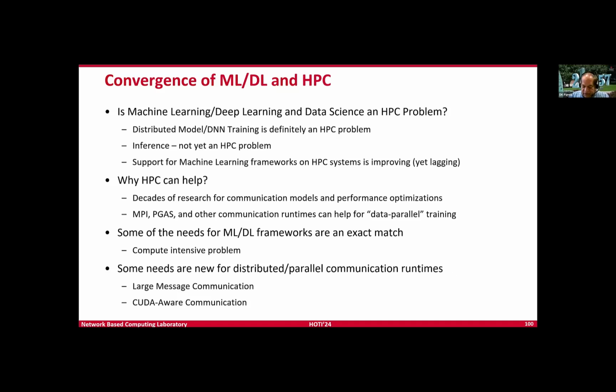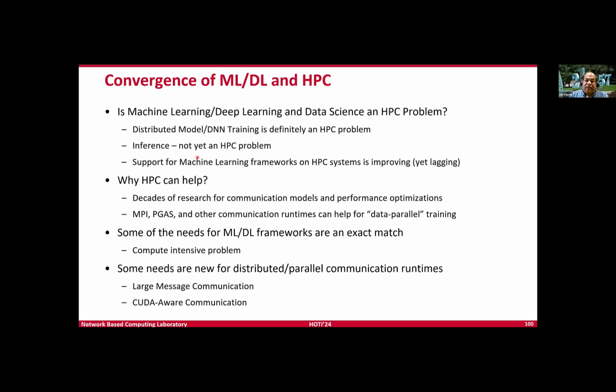For some years, at least two or three years back, people always asked how this convergence of machine learning, deep learning, or data science would take place. Is it an HPC problem or not? By now, I think it has been very well established that, as you saw, distributed DNN training is definitely an HPC problem. Inference was not, but gradually people are discovering that. Not everybody is following that; it depends on your situation and how you are doing the inferencing. Let's say you have a dedicated device near the edge where your model is, and you are just gradually going online. That itself might be good enough for you.